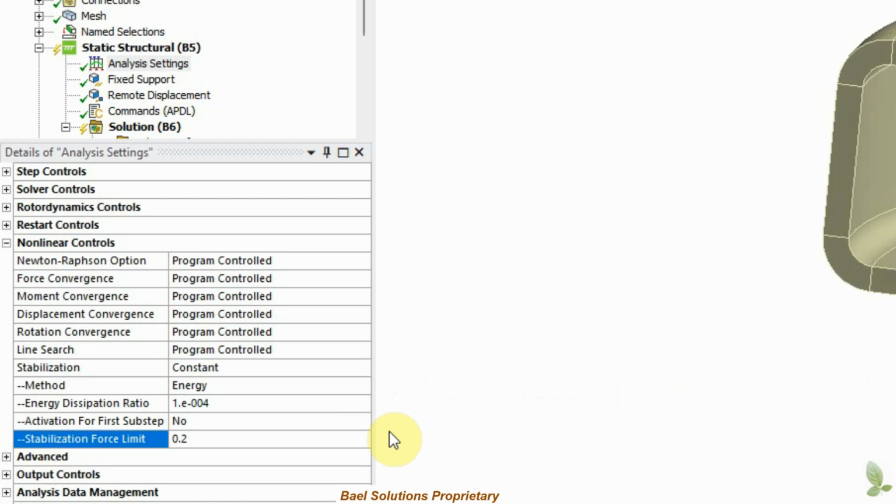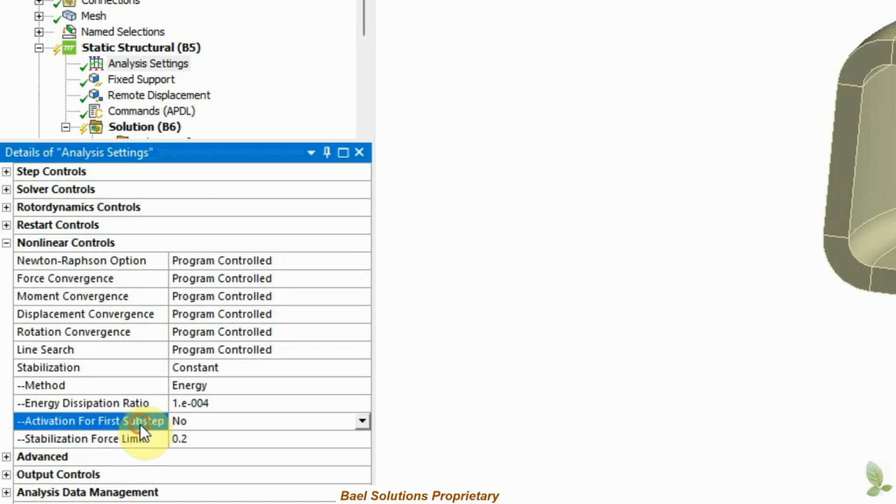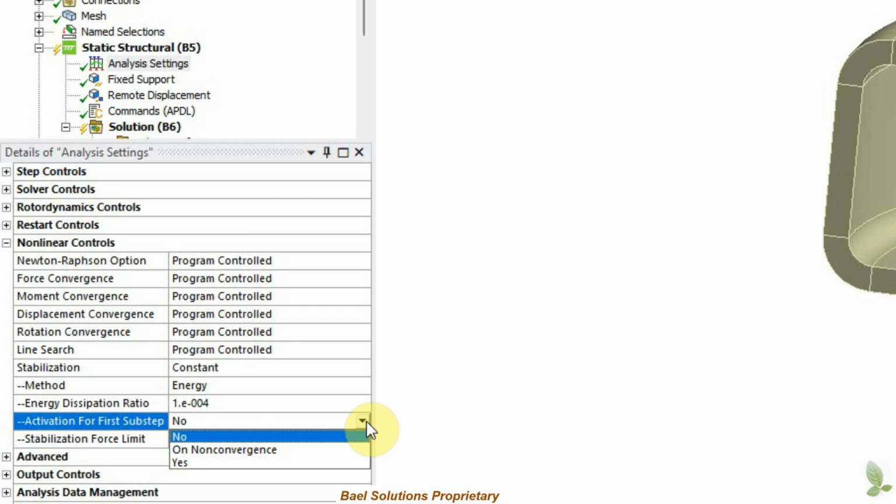The only remaining input request in the stabilization and damping is the activation for the first substep tab. This tab has 3 options. 1. No, this option will not activate the stabilization in the first substep. 2. On non-convergence, this option will activate the stabilization in the first substep only if the solution does not converge. And 3. Yes, this option will activate the stabilization from the first substep.